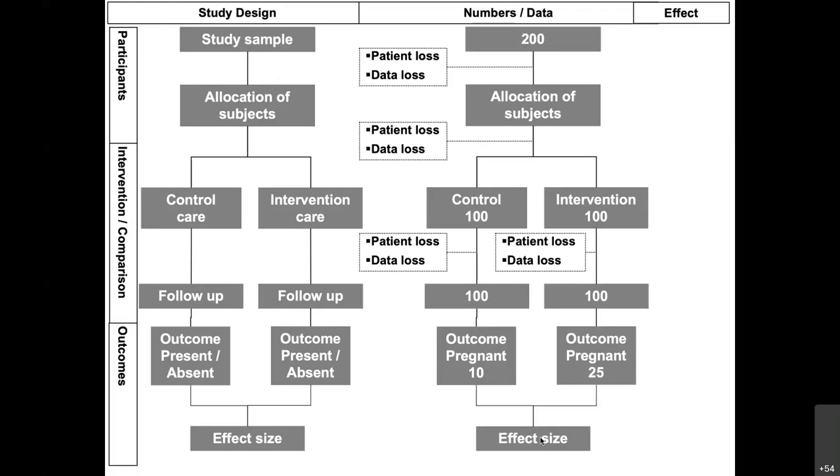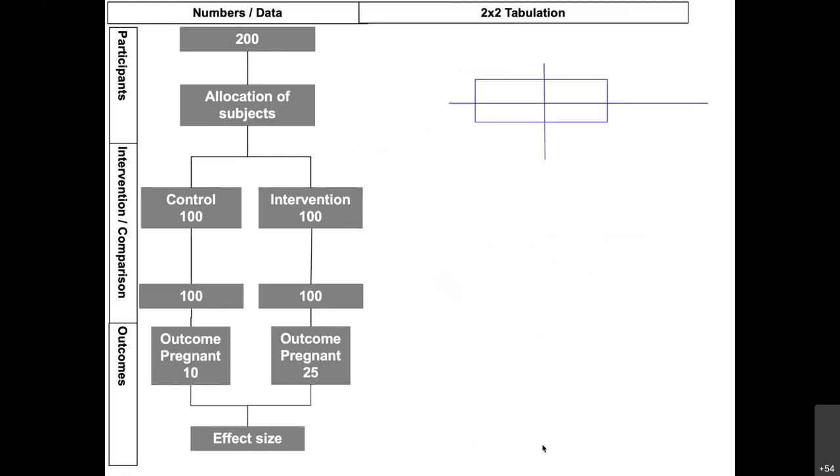So we're going to take a hypothetical study where a group of 200 infertile couples, with no data losses, were followed up, and under intervention, 25 became pregnant, and under control, 10 became pregnant. And from this data, we will calculate in a very simple way the effect size. So the first thing for construction of an effect size is the construction of what we call a 2x2 table.